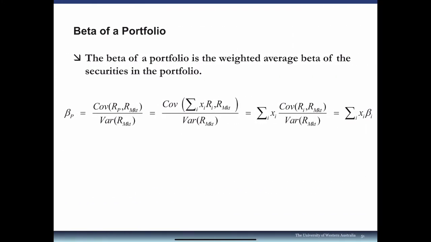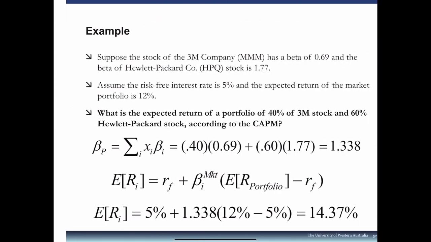So we can do a little bit of extension to think about the beta of a portfolio. The beta of a portfolio is the weighted average of the betas of the securities in the portfolio. So you can do this. Which means that, let's say I'm holding a 3-stock portfolio, what is the beta of my portfolio corresponding to the market? That's how you can calculate it. We have a numerical example over here.